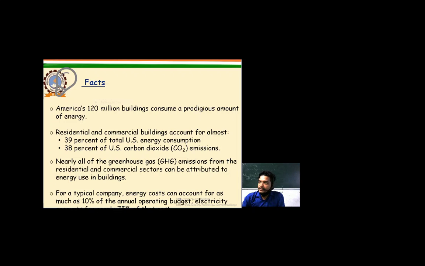Nearly all the greenhouse gases, such as nitrous oxide, carbon dioxide, carbon monoxide, these are all gases responsible for global warming, and they would come from the residential as well as commercial sectors. So such a type of technology should be there in which we will talk about its control.